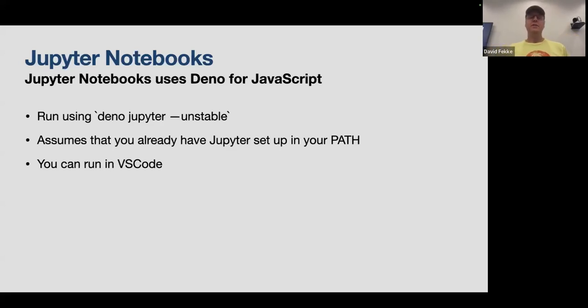So this is technically a beta feature: they have Jupyter support now. And they have this unstable flag because it's still a beta thing at this point. This all assumes that you already have Jupyter set up and running. So if you are running Python and you've got Jupyter Notebook set up, you can actually create notebooks that have JavaScript in them now. And you can run this inside of VS Code as well. This is another cool feature about Jupyter Notebooks, that you can run inside of VS Code, whether you're using Deno or not.